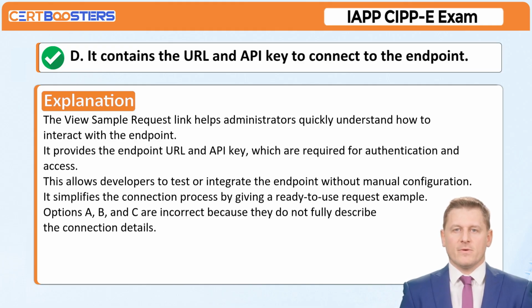Explanation. The view sample request link helps administrators quickly understand how to interact with the endpoint. It provides the endpoint URL and API key, which are required for authentication and access. This allows developers to test or integrate the endpoint without manual configuration. It simplifies the connection process by giving a ready-to-use request example. Options A, B, and C are incorrect because they do not fully describe the connection details. Therefore, it is mainly used for easy and secure endpoint integration.